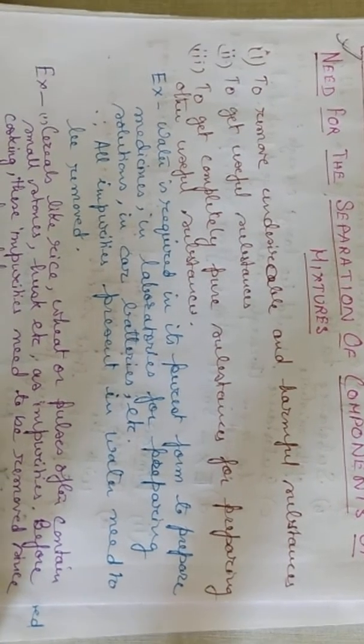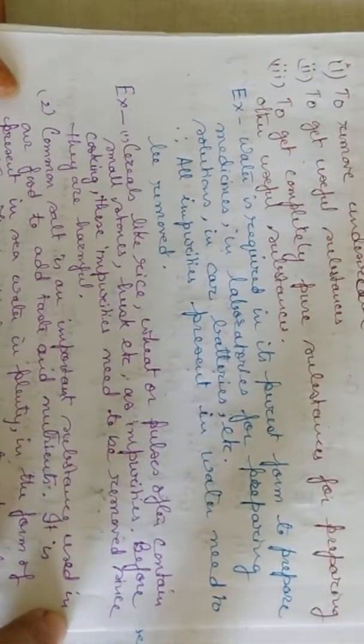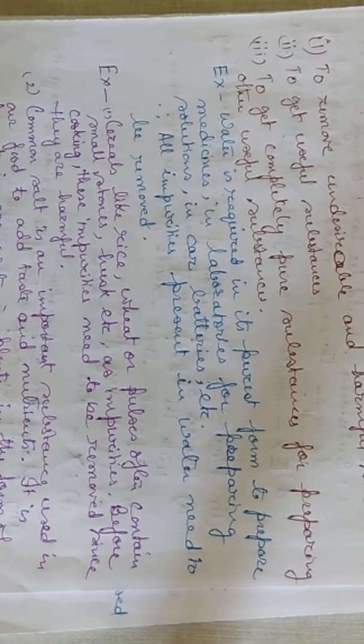Now, for example, water is required in its purest form to prepare medicines in the laboratories, for preparing solutions in car batteries, etc. Therefore, all impurities present in the water need to be removed. Again, cereals like rice, wheat or pulses often contain small stones, husks, etc. as impurities. So before cooking them, these impurities need to be removed because they are harmful.